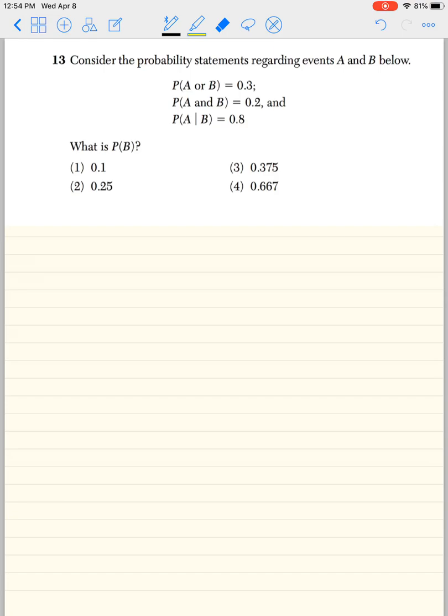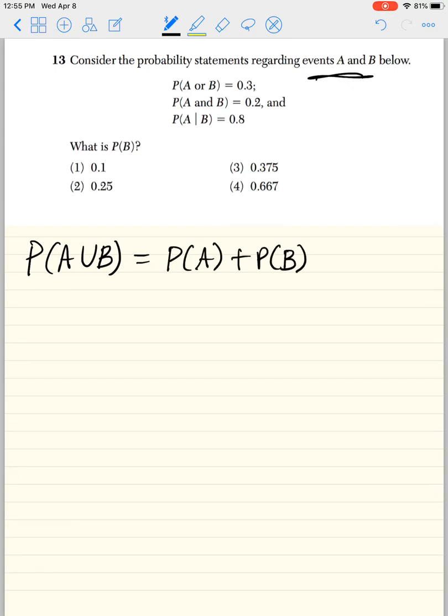So, consider the probability statement regarding events A and B. The probability of A or B is 0.3. I'm just going to remind you guys what that formula looks like. It's the probability of A plus the probability of B minus the probability of their intersection. Remember that this intersection can take on one of three values: 0 if it's mutually exclusive, the product of A and B if it's independent, or they will have to tell you their intersection if it's dependent.